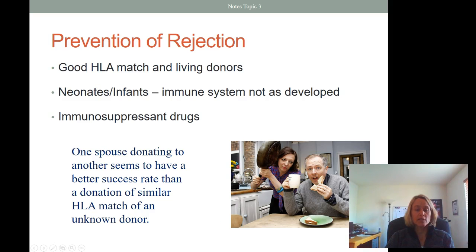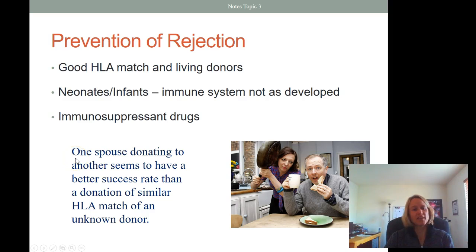So what are some things that can help prevent rejection? Well, having a good HLA match in living donors, neonates and infants because their immune systems are not as developed, and then immunosuppressant drugs. So you can take these drugs to help prevent rejection. However, there are side effects. You're more likely to get uncontrollable infections and cancers on long-term immunosuppressant therapy.